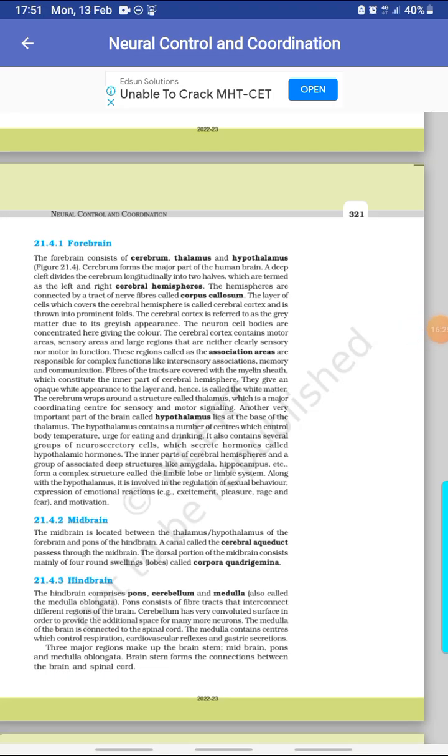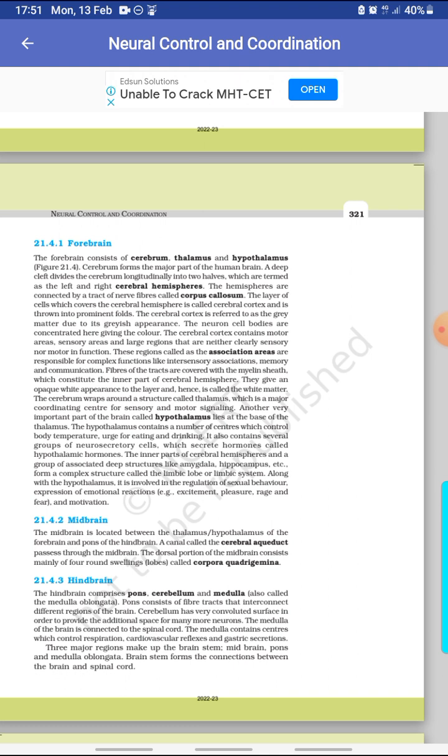Midbrain. The midbrain is located between the thalamus or hypothalamus of the forebrain and pons of the hindbrain. The canal called cerebral aqueduct passes through the midbrain. The dorsal portion of the midbrain consists mainly of four round swellings or lobes called corpora quadrigemina. Midbrain and hindbrain form the brain stem.